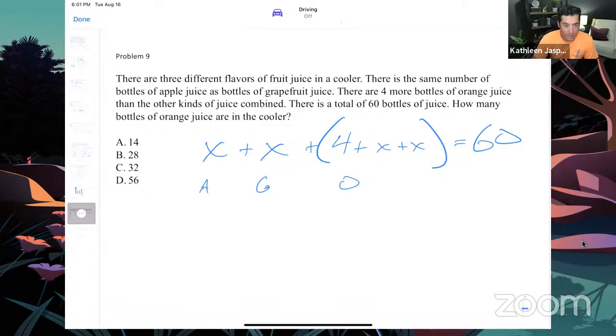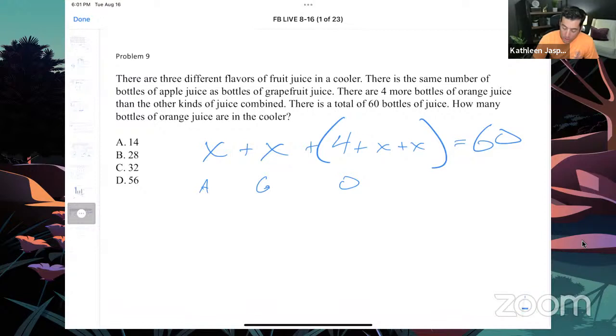And that's why I didn't use A for apple and G for grapefruit and then O for orange juice, because then I have 3 different variables and I can't solve it with 3 different variables. And again, that's why they designed this problem like this, because I can use the same variable, because it said the same number of apple and grapefruit. So keep them the same variable.